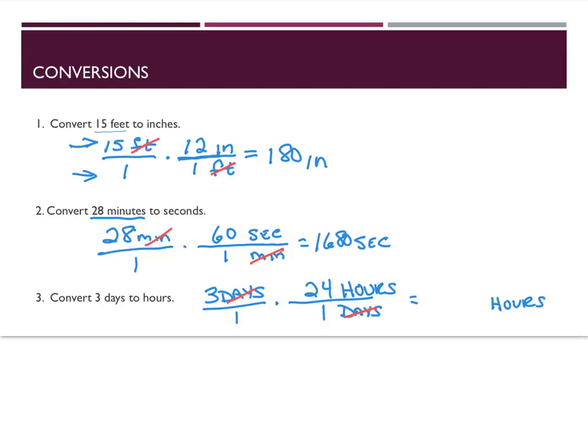the math as indicated. Again, we have a bottom that's just ones. On top we got 3 times 24. That equals 72. So 3 days is the same as 72 hours.